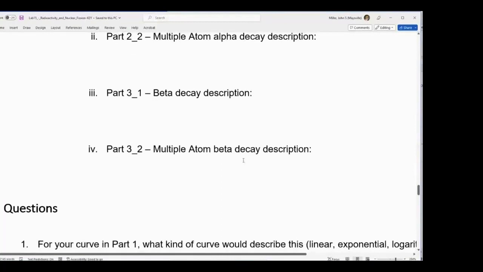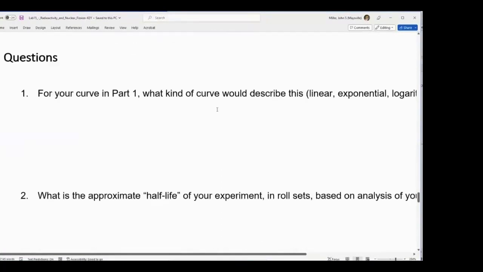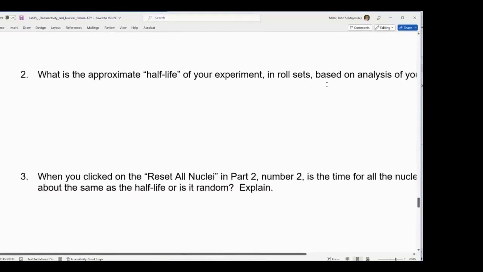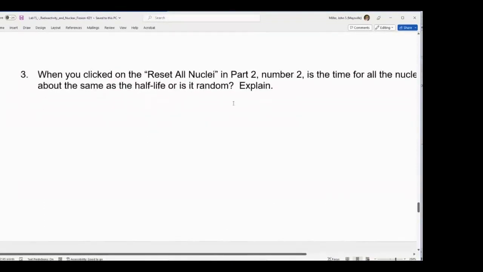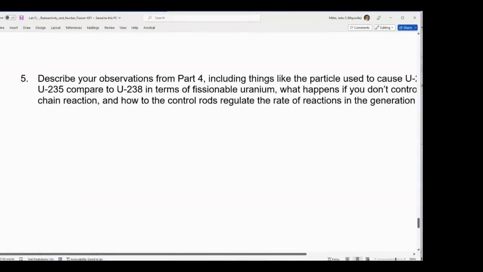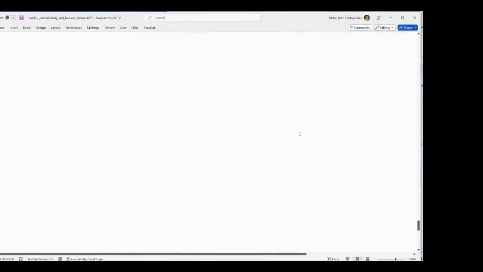The rest of the lab uses simulations for various decay processes, including alpha decay, beta decay, and nuclear fission. These simulations will allow you to observe the dynamics of each decay type firsthand. Key aspects to focus on include the shape of the decay curve, the approximate half-life, and any unique characteristics specific to each decay process. Record your observations for each simulation.